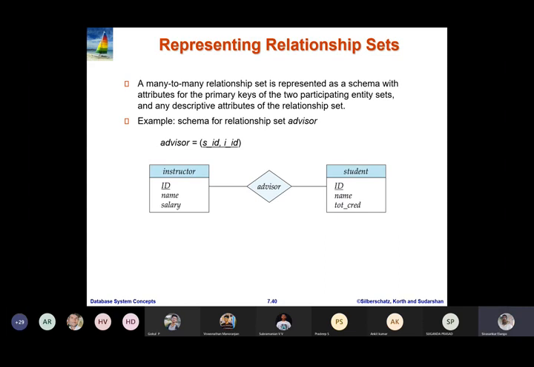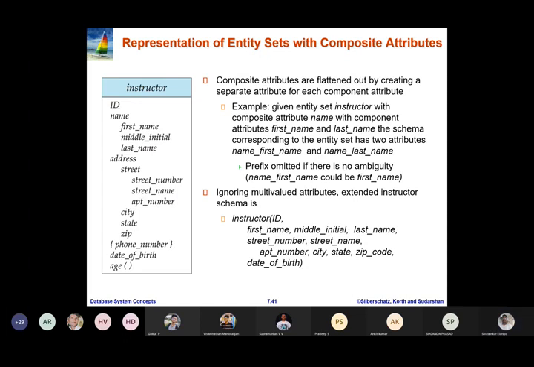And whenever you need to represent the relationship set, you need to have the primary key of the participating entities. So advisor is a relationship that exists between the instructor and student. So it involves two entity sets: the instructor entity set and the student entity set. So the primary key of the participating entity sets is going to be student ID and instructor ID. So the relationship set advisor contains the primary keys of the participating entities, student.id and instructor.id.